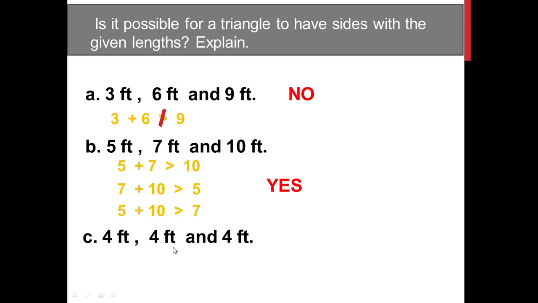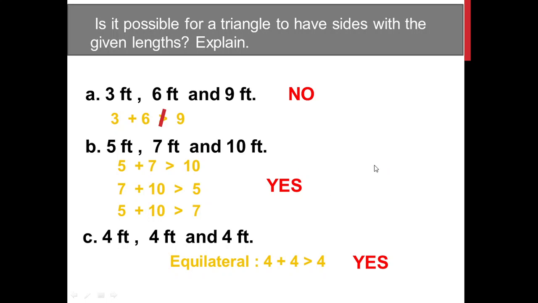How about the last one? 4, 4, and 4 feet. Does this make a triangle? Go ahead and pause the video again and check it yourself. Is your answer yes? And you're correct, because this is an example of an equilateral triangle with three equal sides. To check, you have 4 plus 4, 8, which is greater than the other side, that is 4. So therefore, this is a triangle.